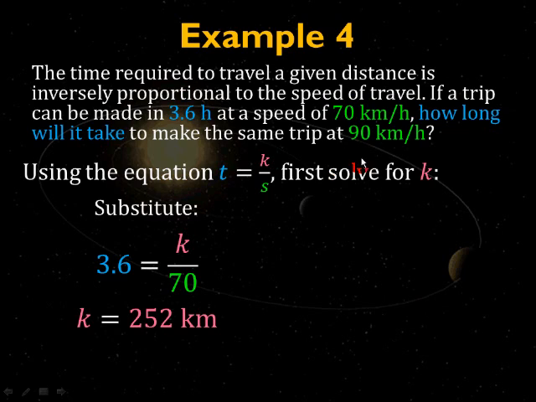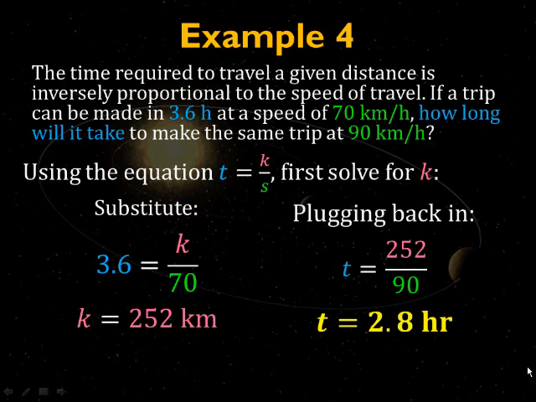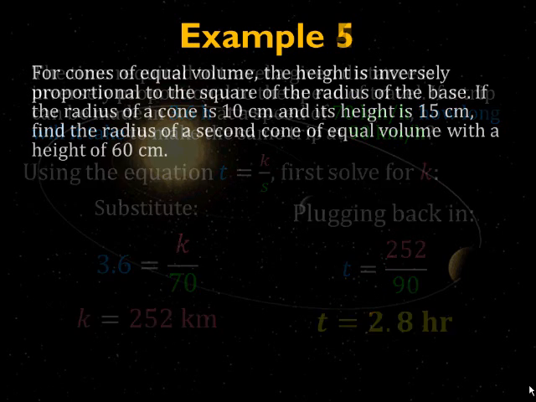So now we want to plug in 90 kilometers an hour for the speed. The k remains 252. We solve for t. T is 2.8 hours. And guess what? 2.8 is less than 3.6. So we're good there. So again, with inverse proportion, read the question, create the equation, plug, and solve.